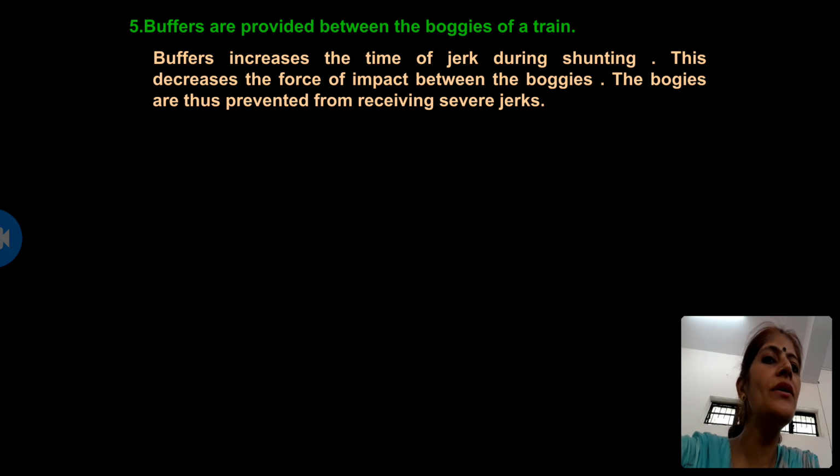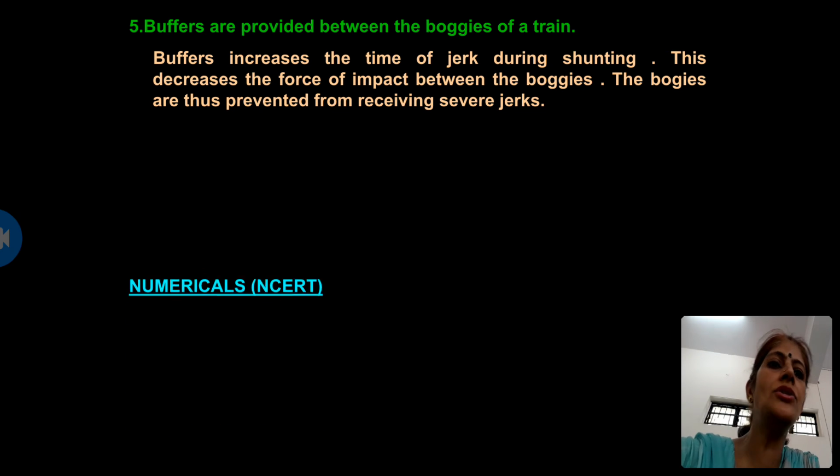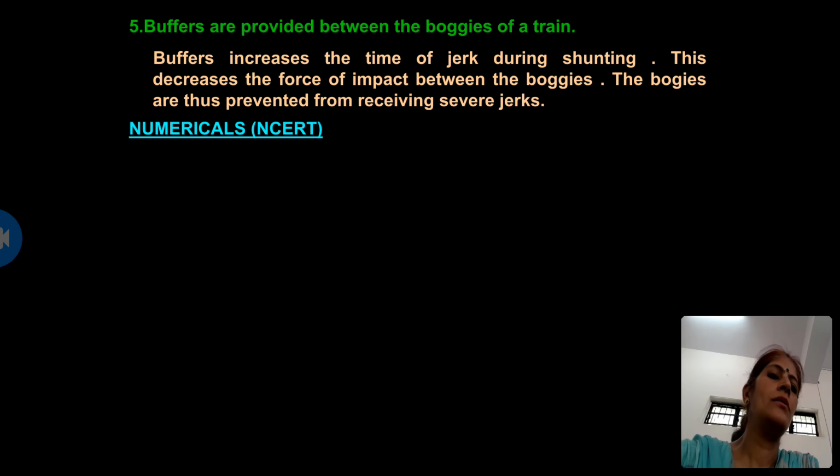Next, buffers are provided between the bogies of a train. Buffers increase the time of jerk during shunting. Again, the same: this decreases the force of impact between the bogies, and the bogies are thus prevented from receiving severe jerks. Next, come to some numericals based on the concept of impulse.